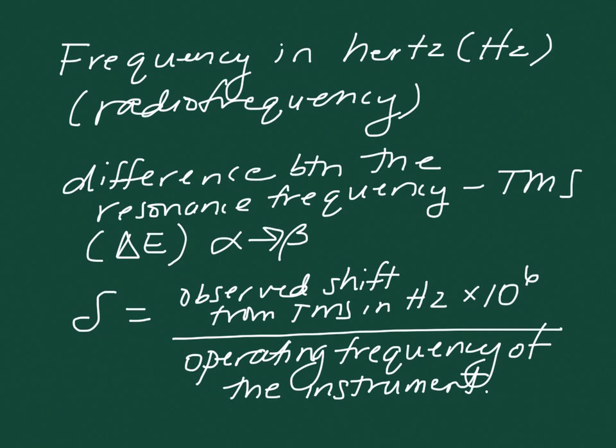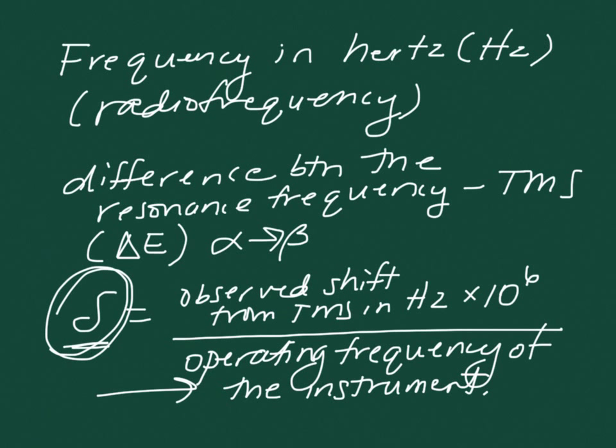When we express a chemical shift in terms of this unit delta, or in parts per million, this way we're able to have the same chemical shift regardless of the instrument strength. The chemical shift is constant if we have an instrument that is 300 megahertz or an instrument that is 60 megahertz. We will still have the same chemical shift.